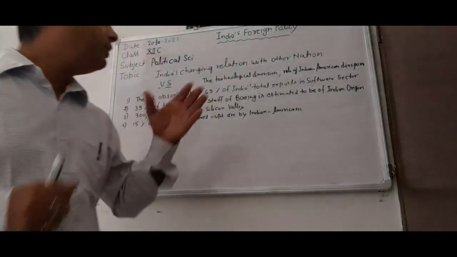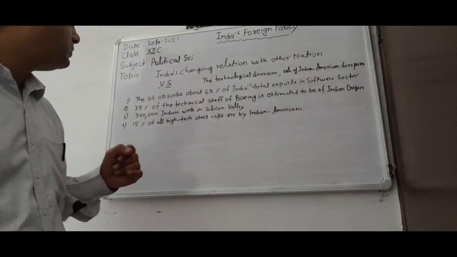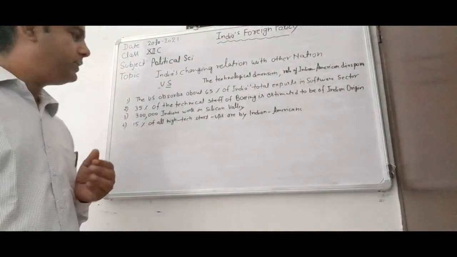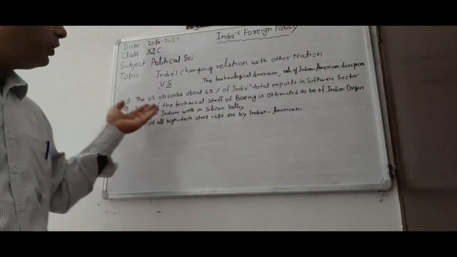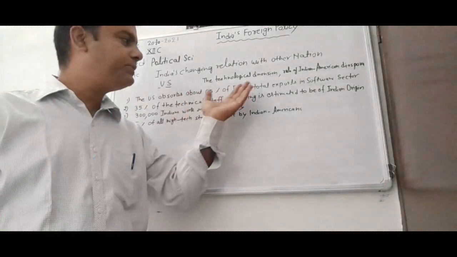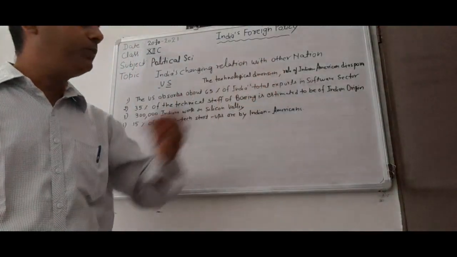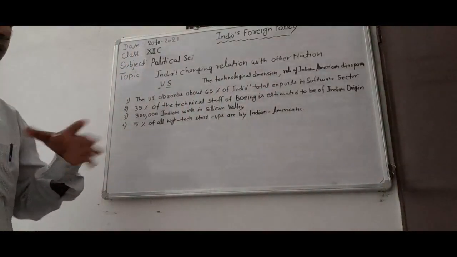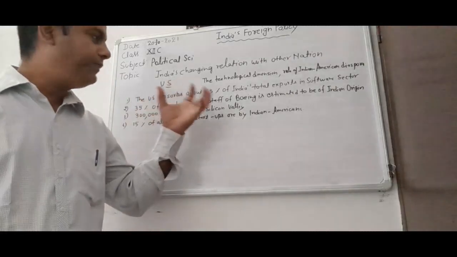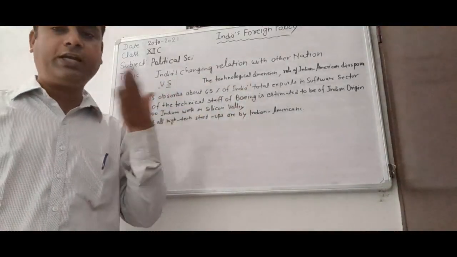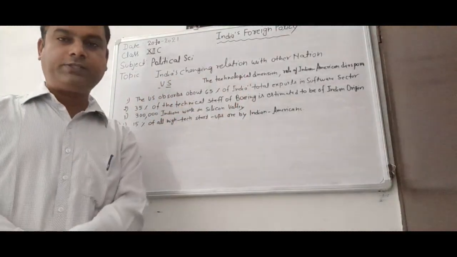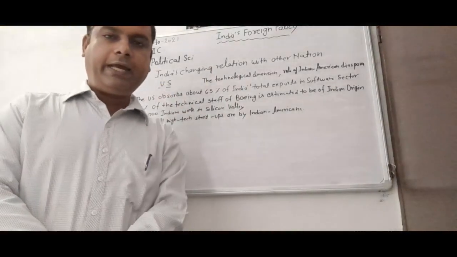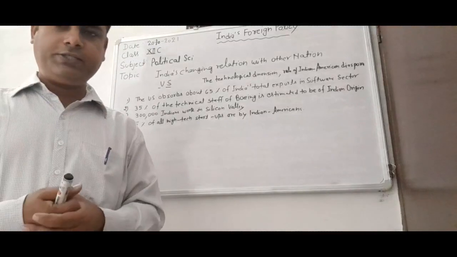Okay. Other than these two things, we have some other things, like the US absorbed about 65% of India's total export in the software field. Okay, class, so the US absorbed about 65% of India's total export in the software sector. So it is good for us. We got foreign currency.